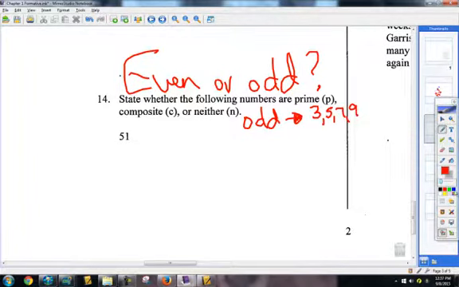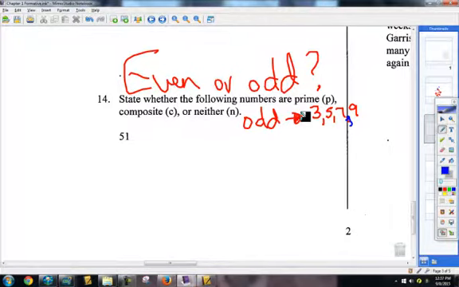You got it. Now, you could go through and actually divide all these. 51 divided by 3, 51 divided by 5, 51 divided by 7, 51 divided by 9. But that's where we have those divisibility rules to save a little bit of time. What is the divisibility rule for 3? Who remembers that rule?